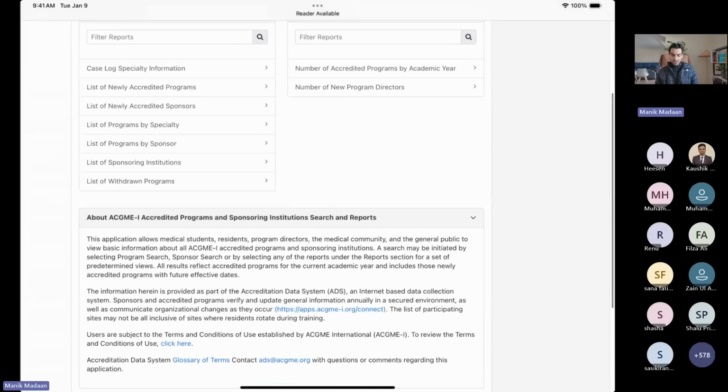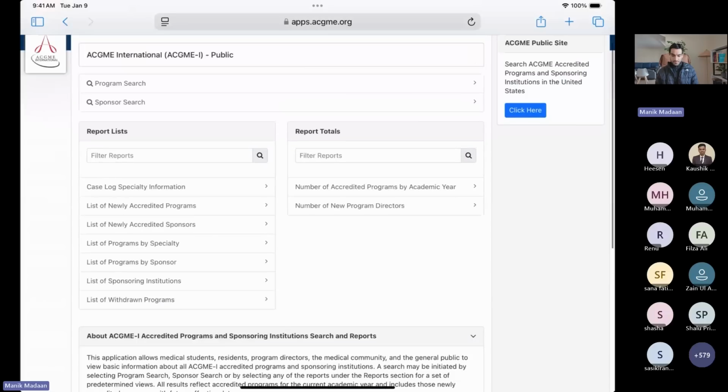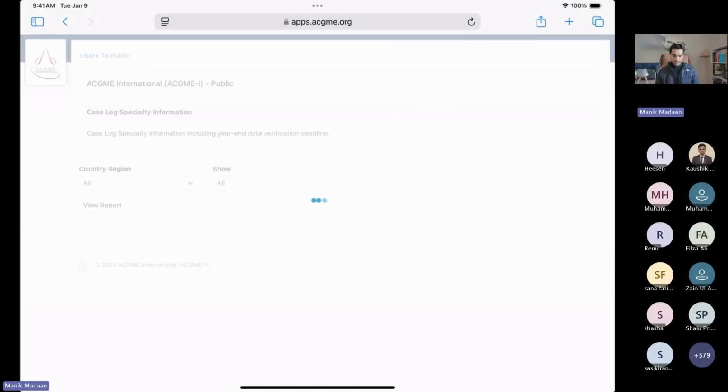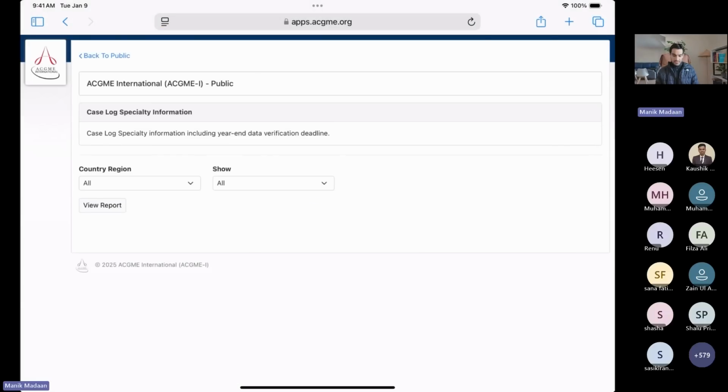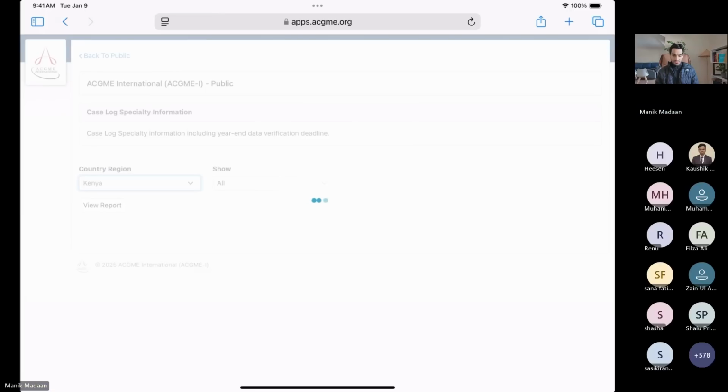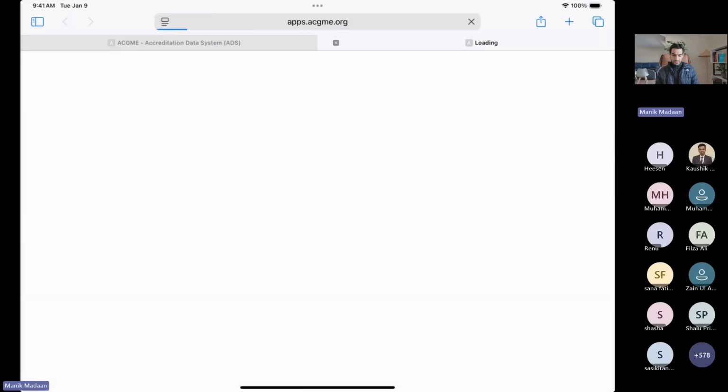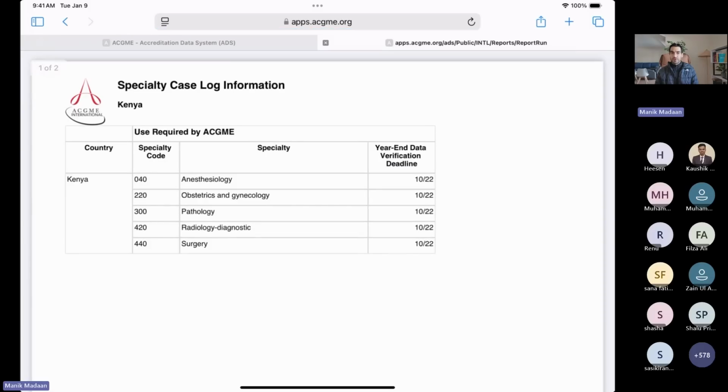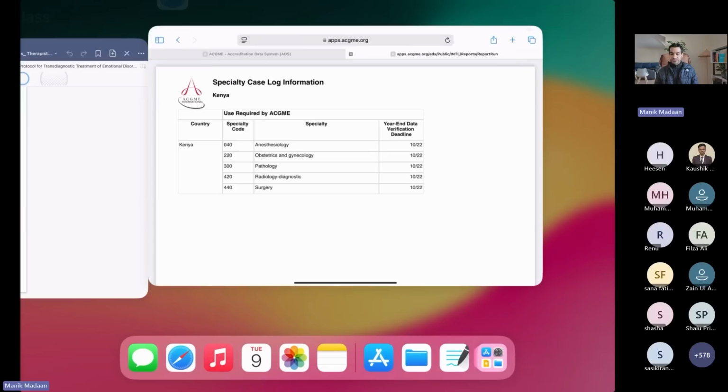So let's say I want to look at Kenya. View report. It'll give me a report of all the places or specialties. So anesthesiology: if I did my anesthesiology from Kenya, now I can apply for any fellowship which is ACGME accredited in the US, and come to the US and practice, right?